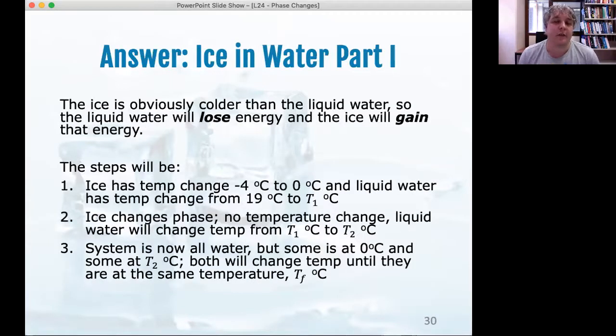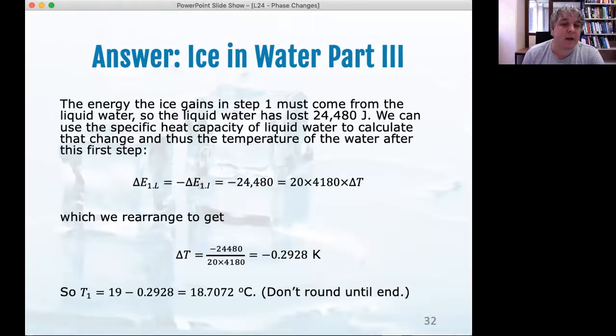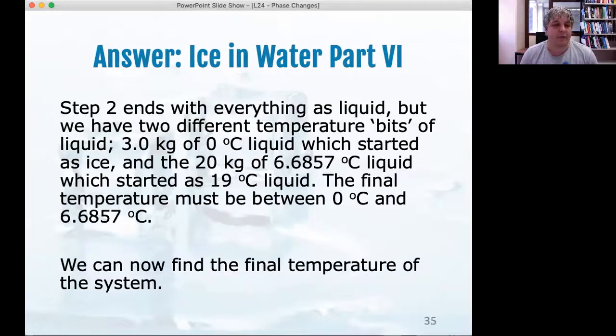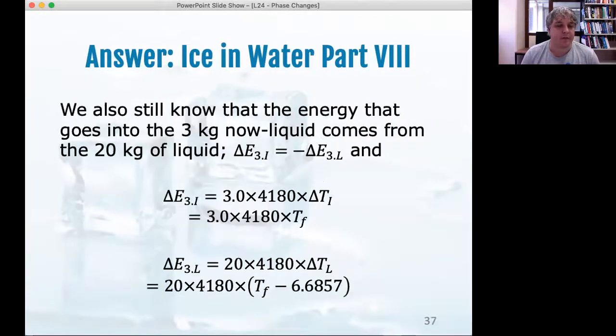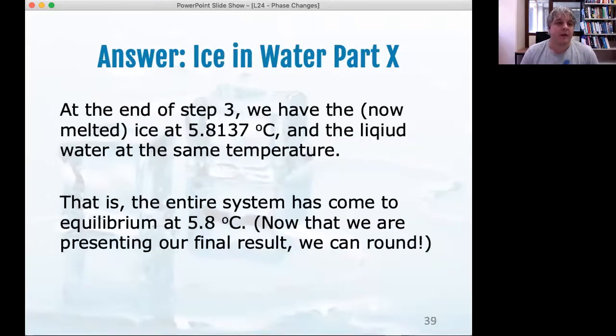As usual, I do have the solutions to the question in the slides. So I've walked my way through it all here. In the slides, I do keep track of the positive and the negative, keeping in mind positive means it's gaining energy, negative means it's losing energy, so keeping track of all of that. And we get to the same result of having the final temperature of 5.8 degrees Celsius. That is the final temperature of our system.